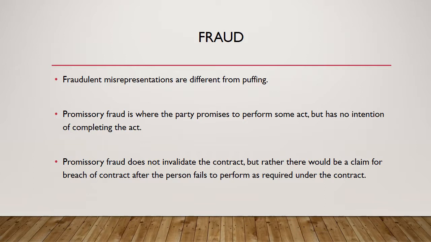So you have promissory fraud as well. Promissory fraud can occur where a party promises that they're going to perform some act, knowing that they have no intention of completing the act. So in our example of the homeowner and the painter, if the homeowner promises to pay $2,000 to the painter once he finishes painting the house, and the homeowner knows that they're not going to pay that $2,000 once the home is done being painted, then the homeowner is committing promissory fraud. In that instance, the contract is not invalidated, but rather the painter would have a claim for breach of contract after the homeowner fails to pay the $2,000.